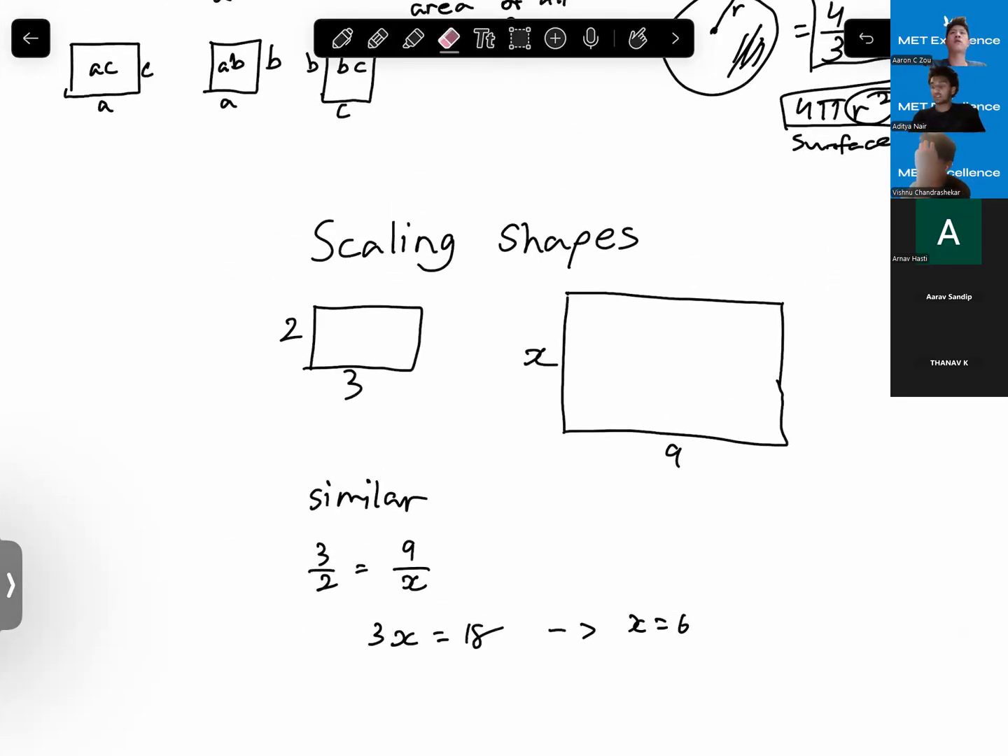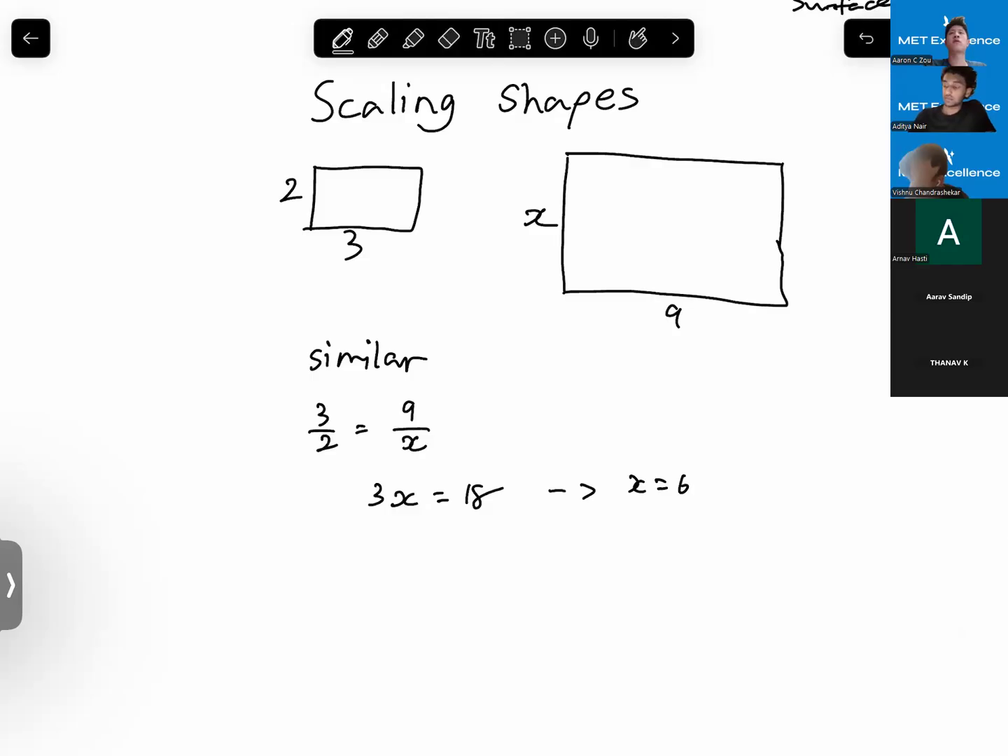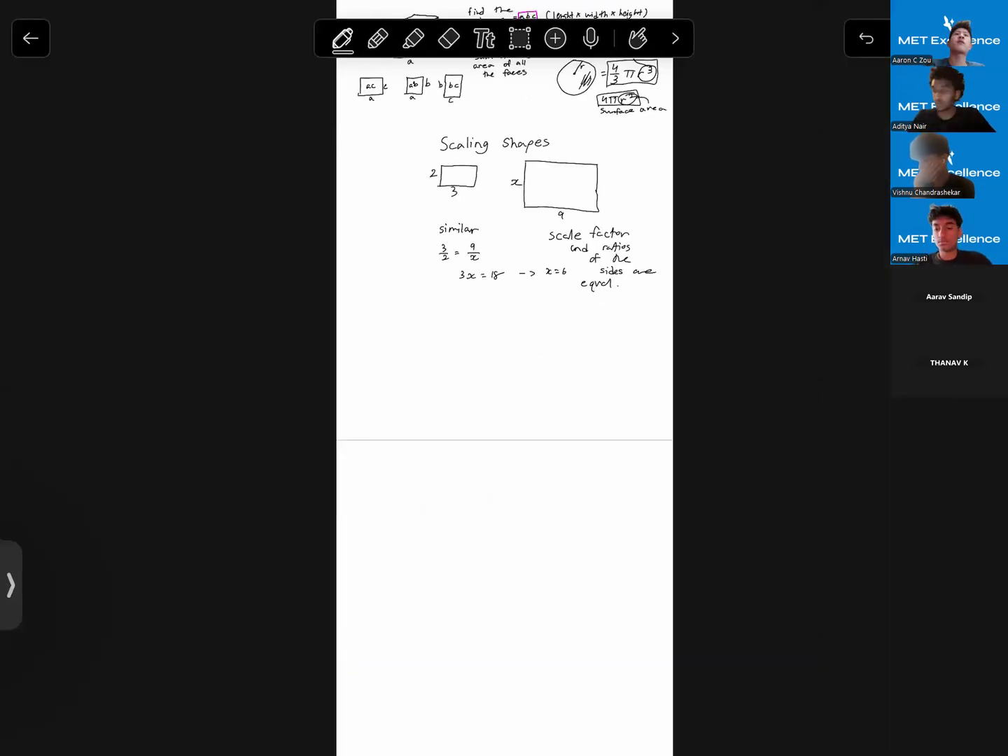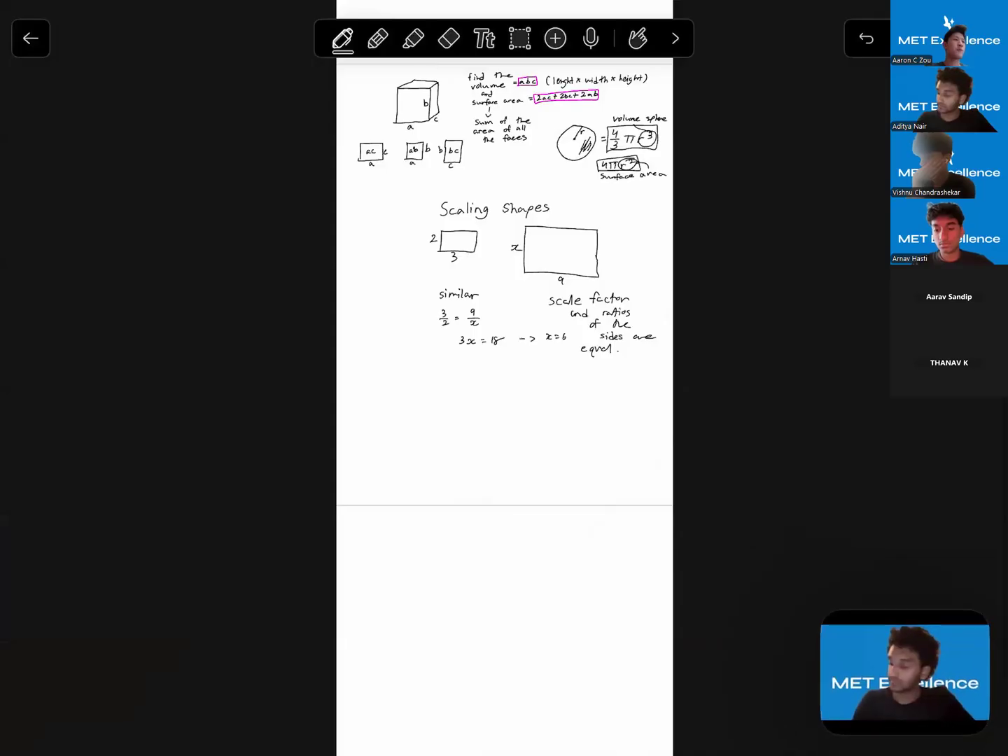That's all I have for scaling shapes. It's not too much, just know the scale factor and ratios of the sides are equal. All right, that's all I have for the geometry. I think we move on to data analysis now.